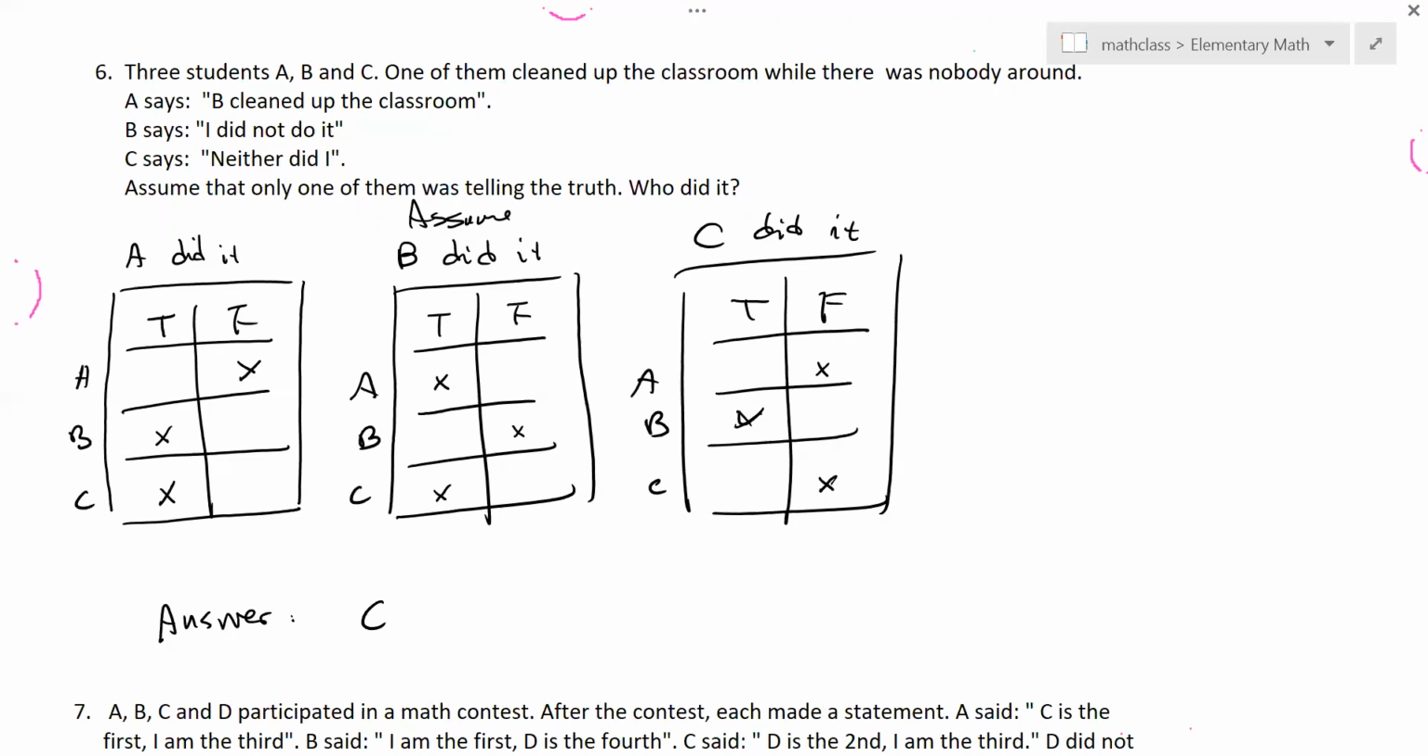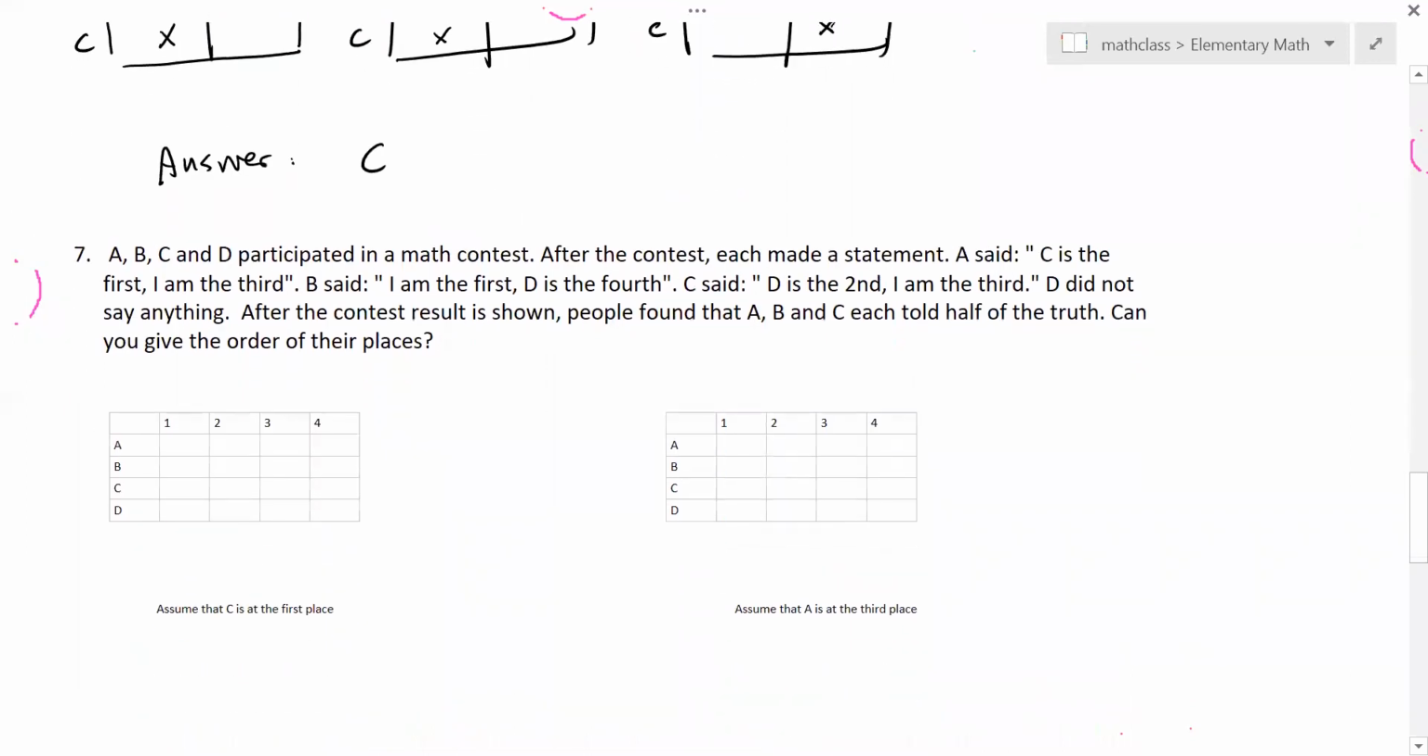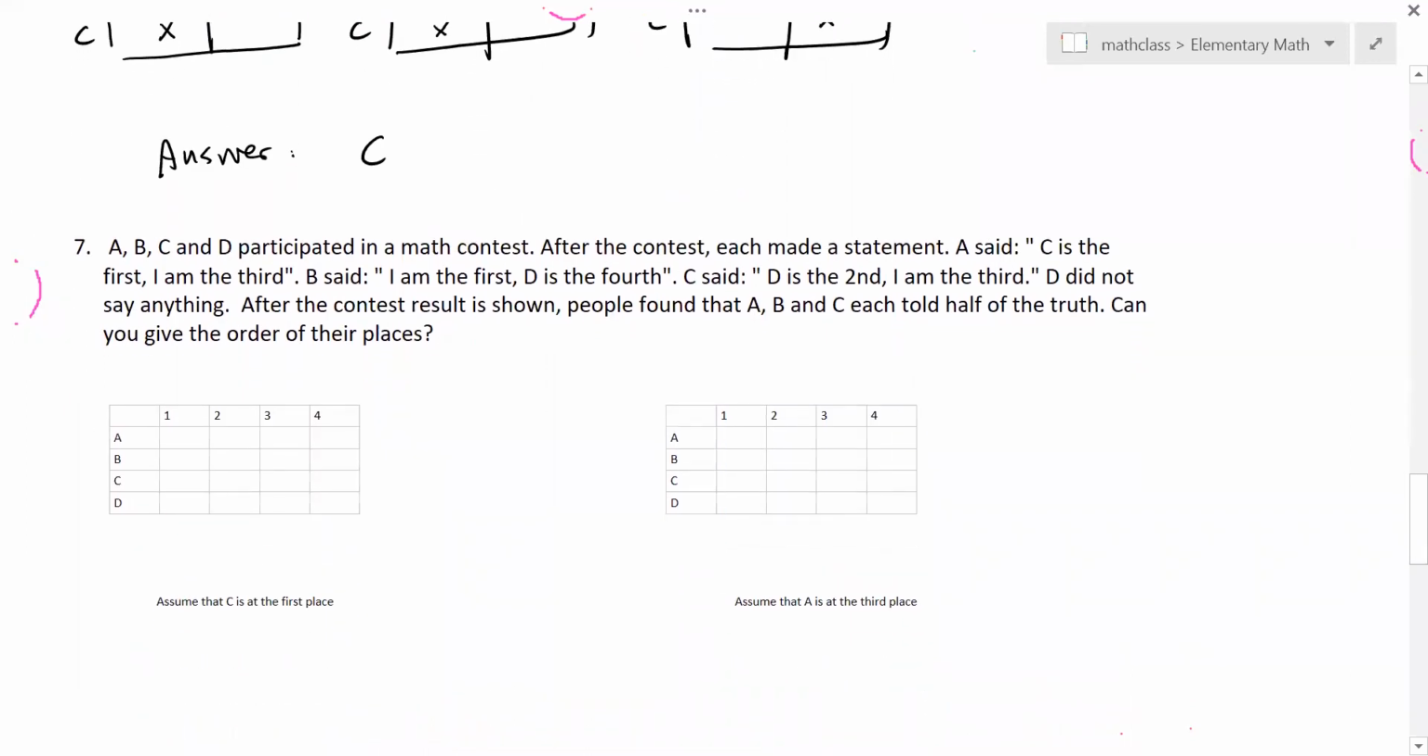All right, now we are getting more complicated problems. What's going on? The pictures do not show up here. Can you see that? Oh yeah. Can you see that? Right. Okay, so this is a problem here.